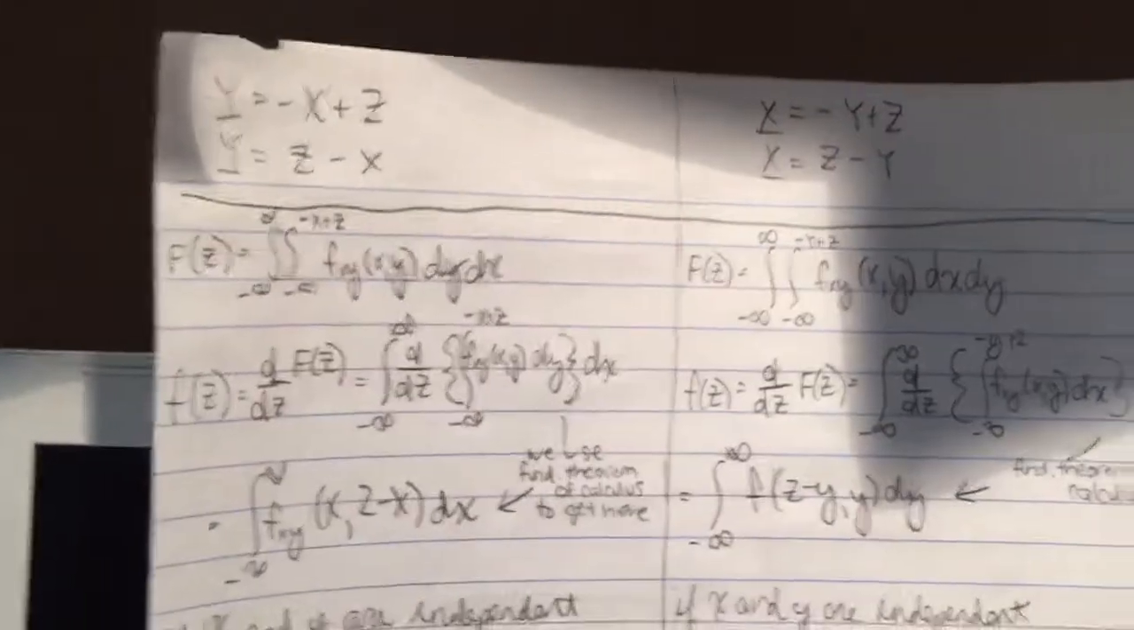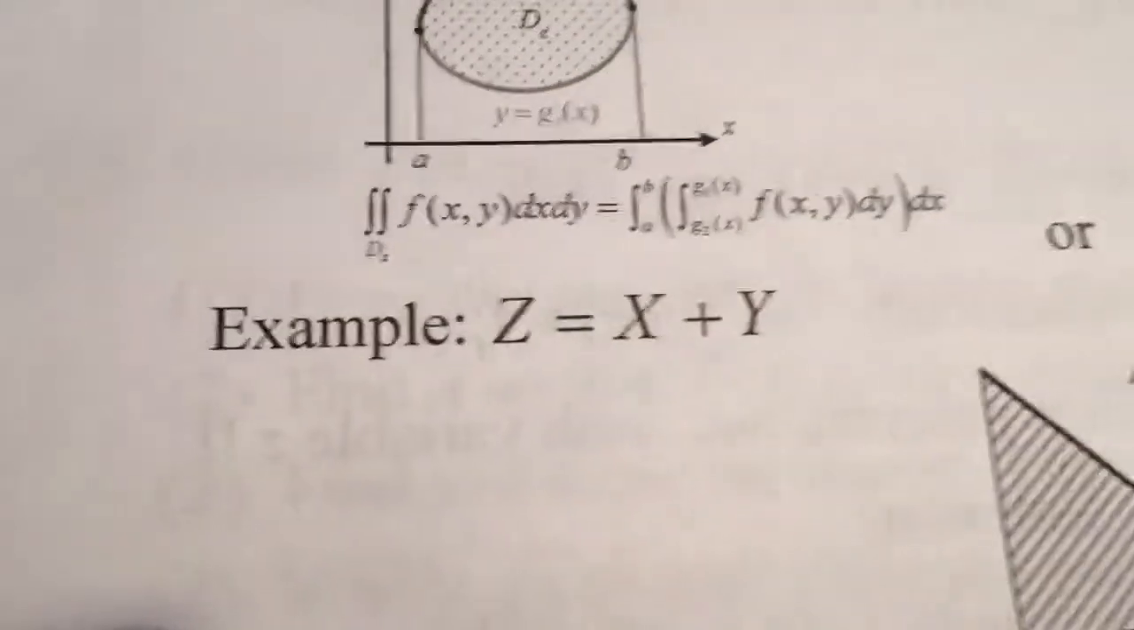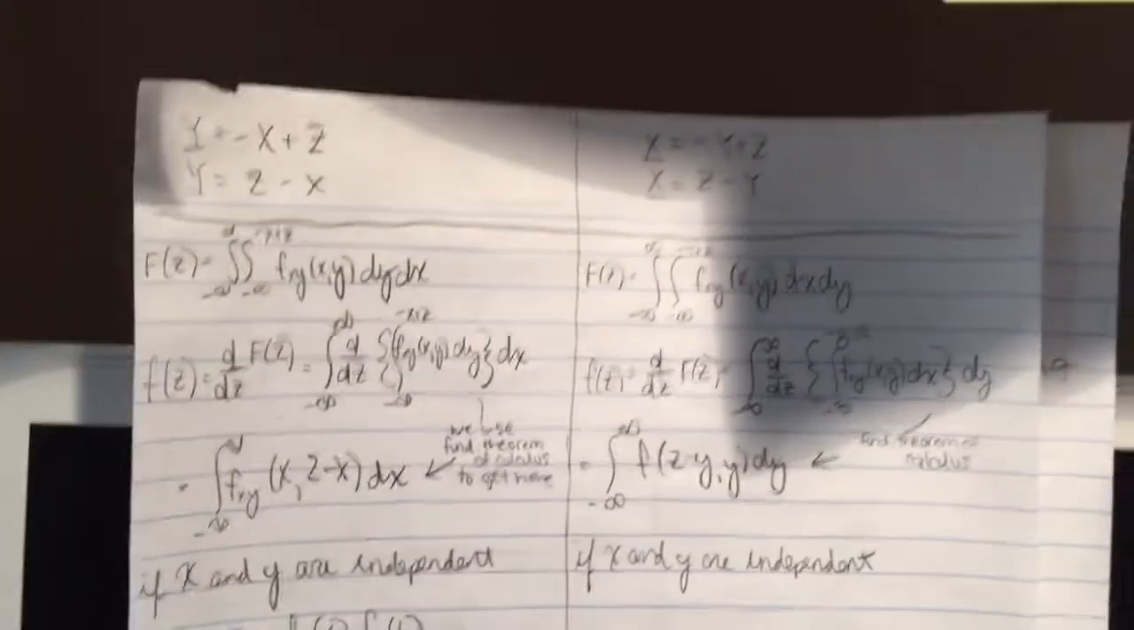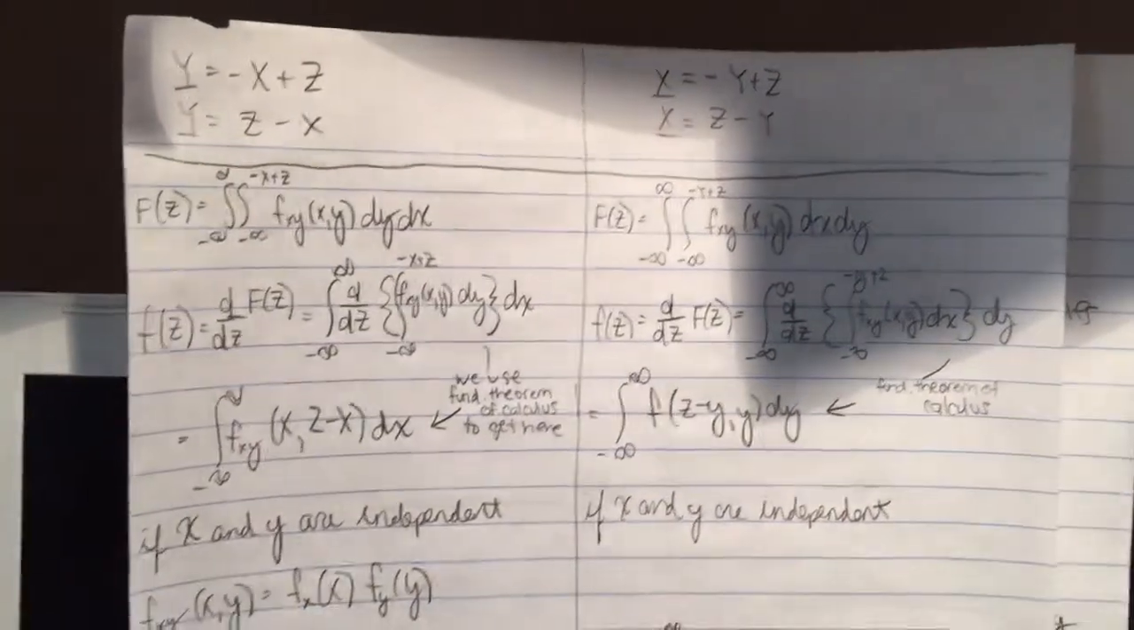If you have something of the sort z equals x plus y, how do you find big F of z, and how do you find little f of z? There are two ways you can do it.